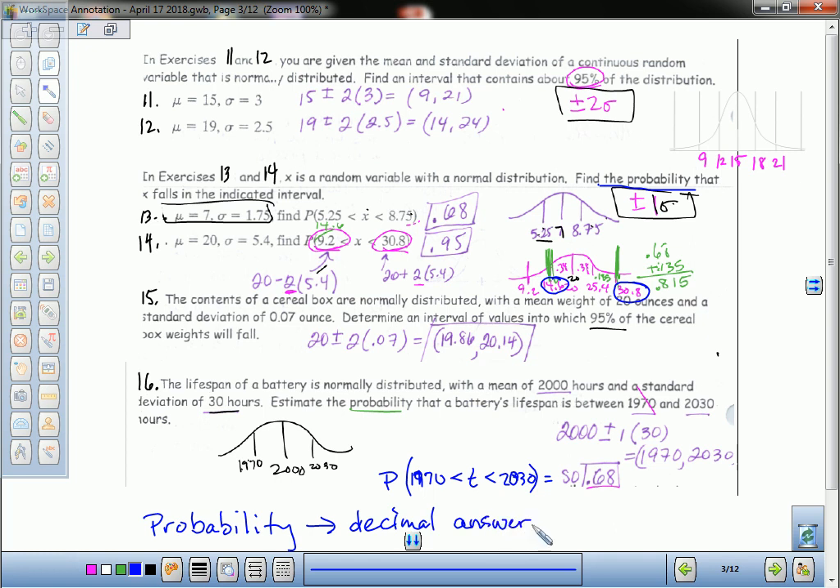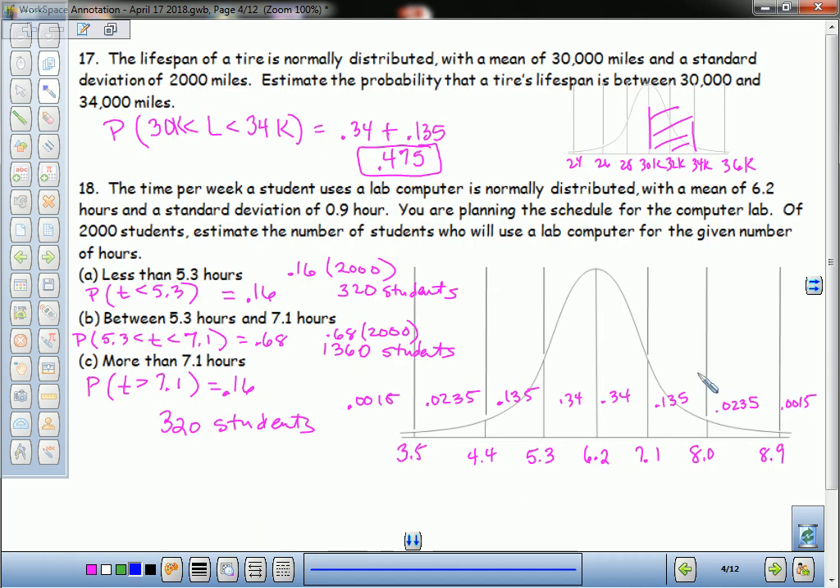Every once in a while, there will be a probability problem that asks you to write your answer as a percentage. That does happen, and in that case, you could. But normally, probability is a decimal.